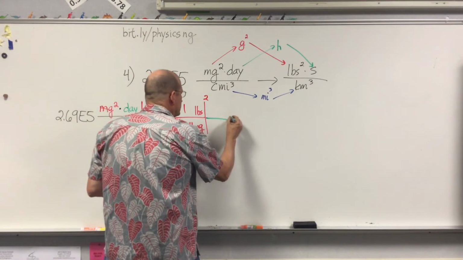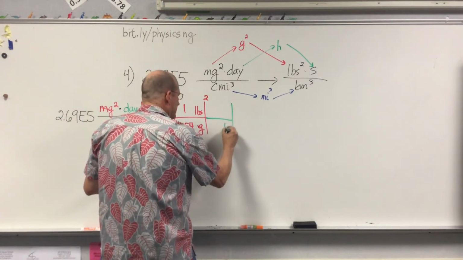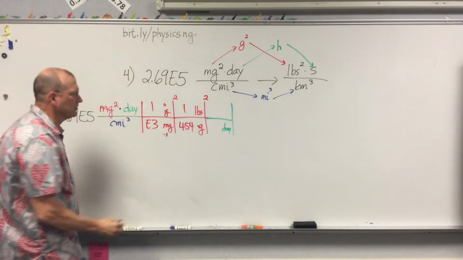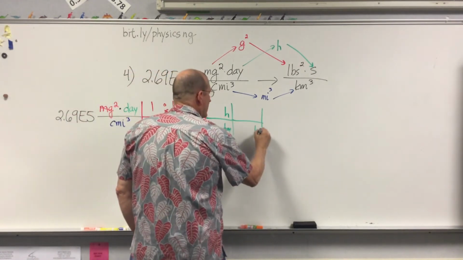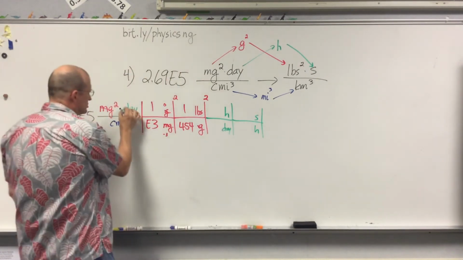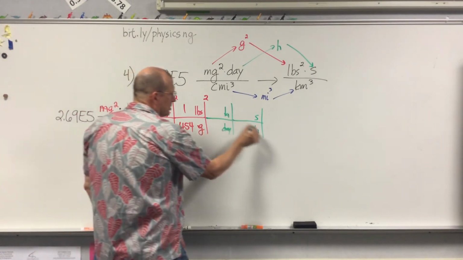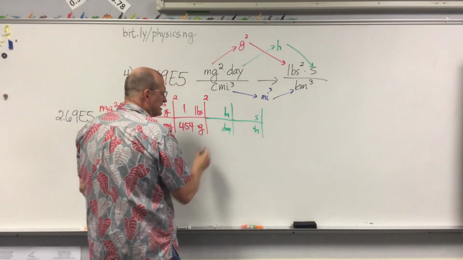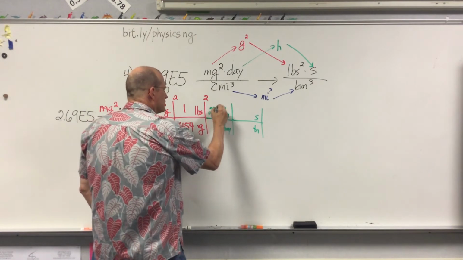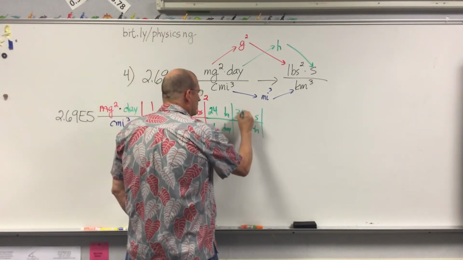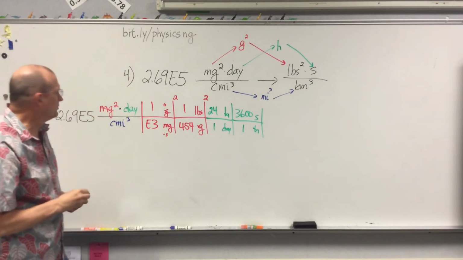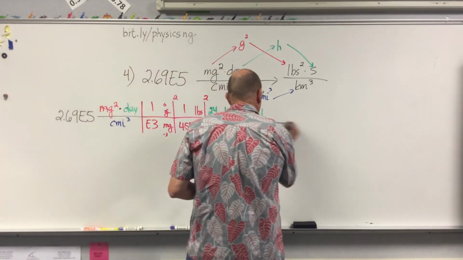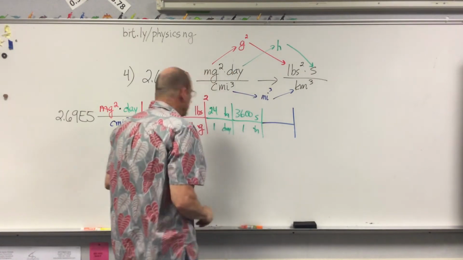So we move on to the day thing. So day has to go here. So we can go to hours, and then we can go from hours to seconds. So our day cancels, our 2 hours cancel, and we're left with seconds. So 1 day is 24 hours, 1 hour, 3,600 seconds. So we're good to go there. Now we go to our final one, centimile.